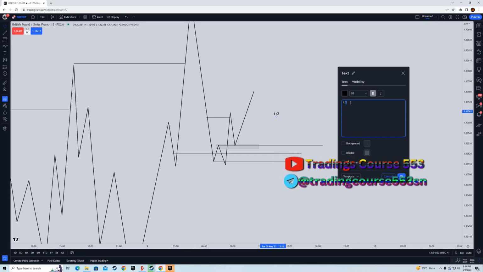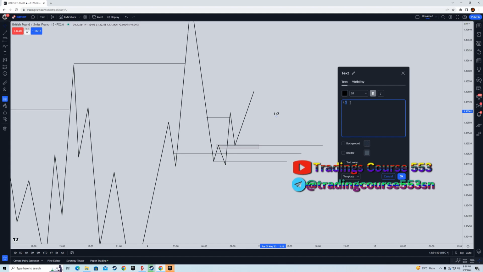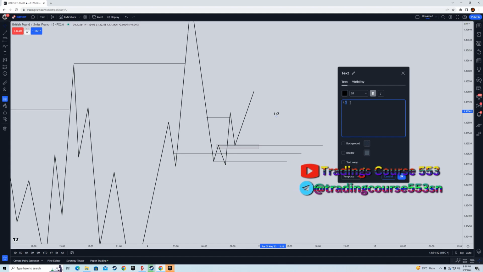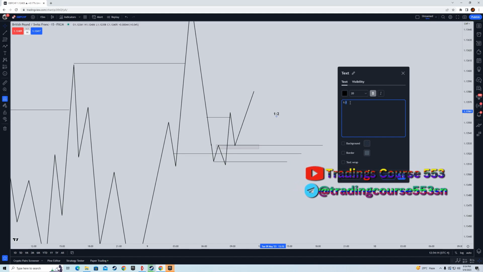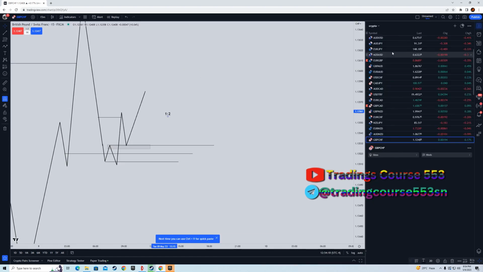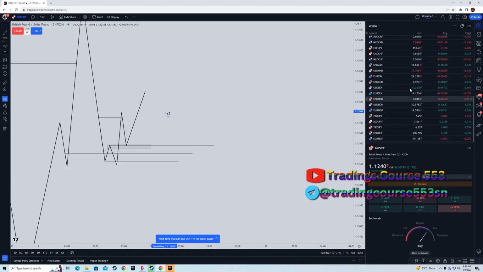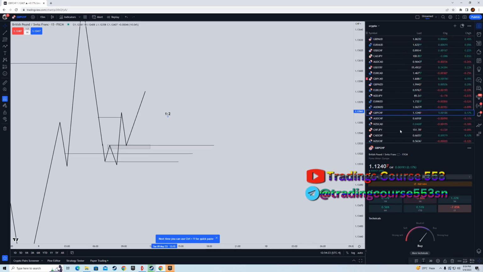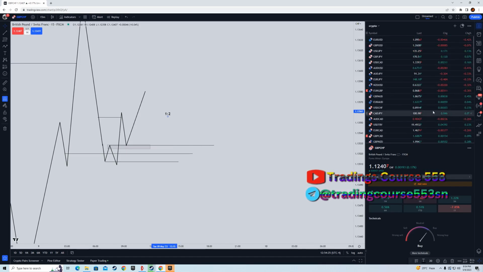Remember, this works with every single pair. I do not try this with indices. I would recommend you do not try this with indices. You can backtest it, but try with Forex, okay? Every single pair here except these ones, okay? Just use these main ones.